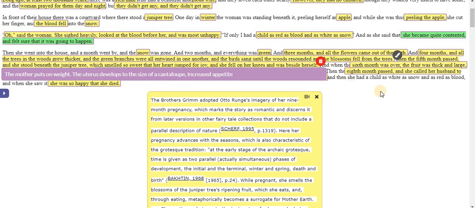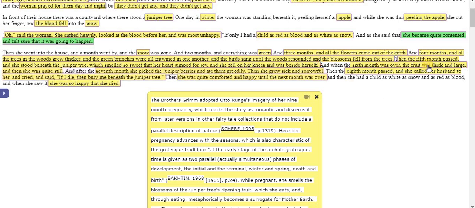And when the 6th month was over, the fruit was thick and large, and she cried, "If I die, then bury me beneath the juniper tree." So again, from a very jubilant, very happy atmosphere, suddenly it turns grim. The 6th month was over, and the fruit was thick and large, and she was quite still.